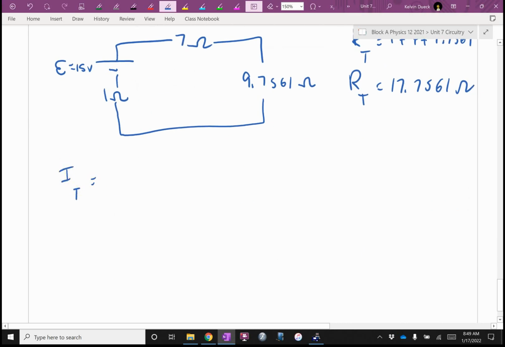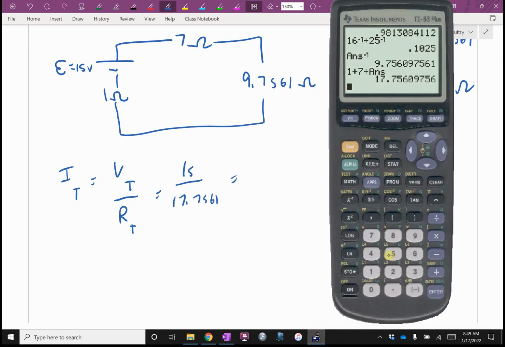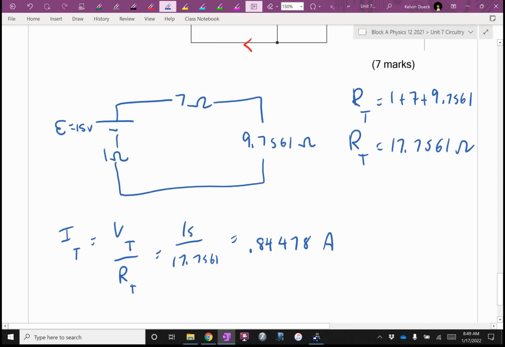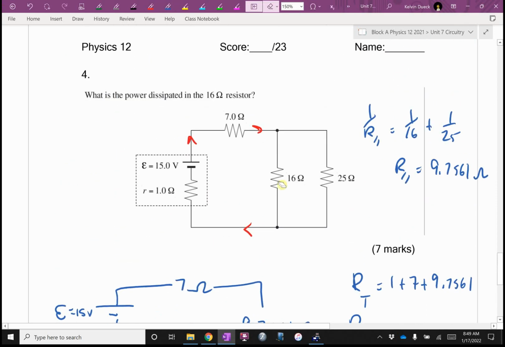I total is going to be V total over R total. Not I total, Mr. Duick. R total. It's going to be 15 divided by 17.7561. 15 divided by answer, and I get 0.84478 amps. Alrighty, what do they want me to find? The power dissipated in the 16.